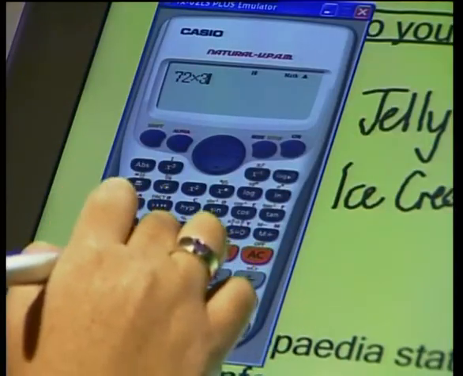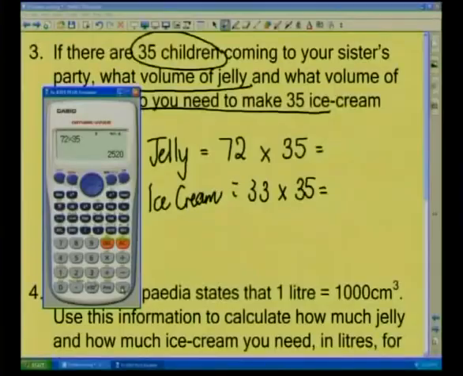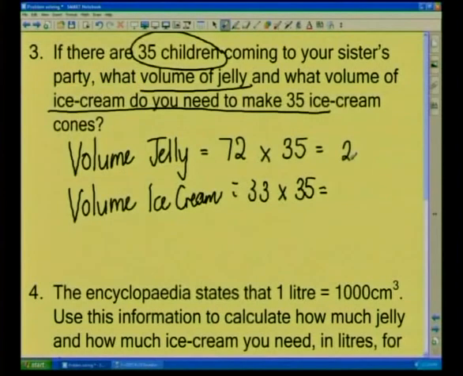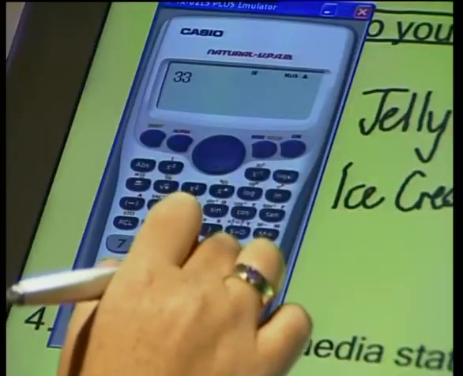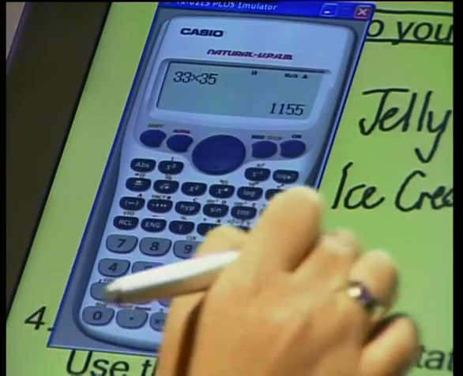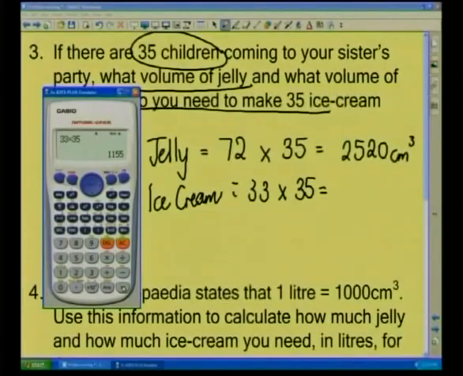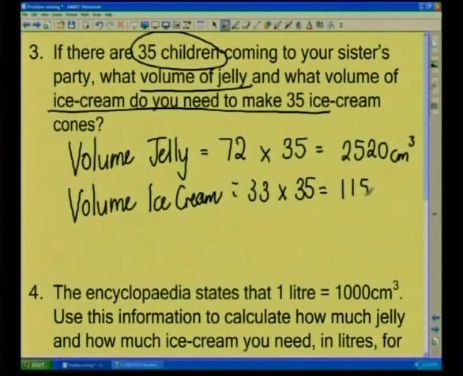72 times 35 is equal to 2,520 centimeters cubed, and 33 times 35 is equal to 1,155 centimeters cubed. Have we answered the question? What volume of jelly? Yep, we've done that. And what volume of ice cream do we need for 35 cones?